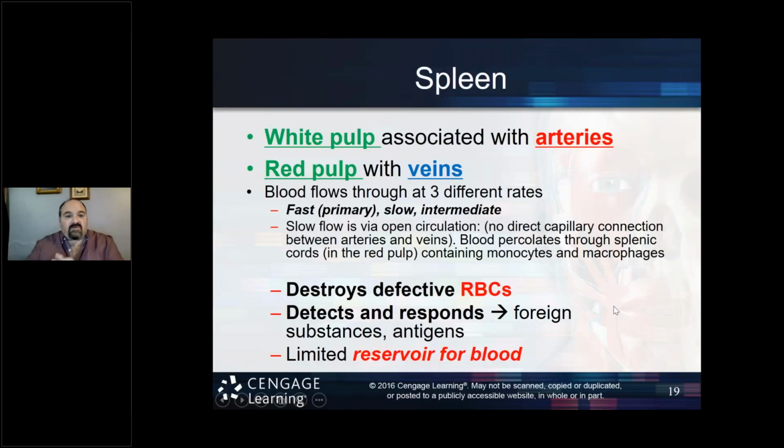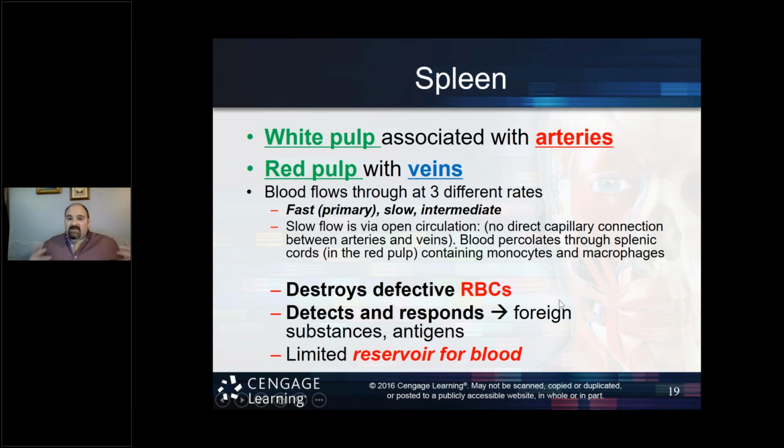And you'll see here, blood flows through at 3 different rates: fast, slow, and intermediate, right? All depending upon the control by the nervous system. You'll see here, slow flow is via open circulation. Blood percolates through the splenic cords in the red pulp, containing monocytes and macrophages.